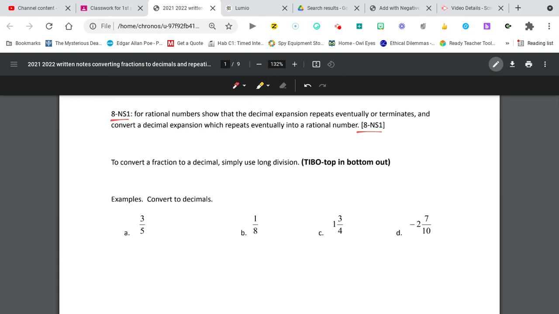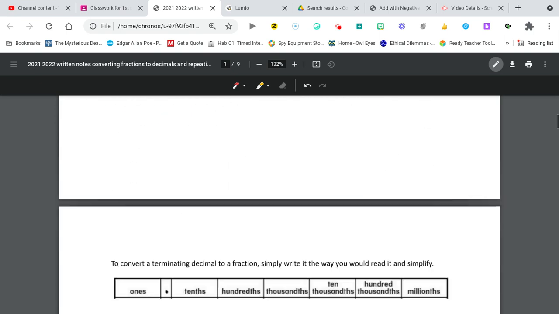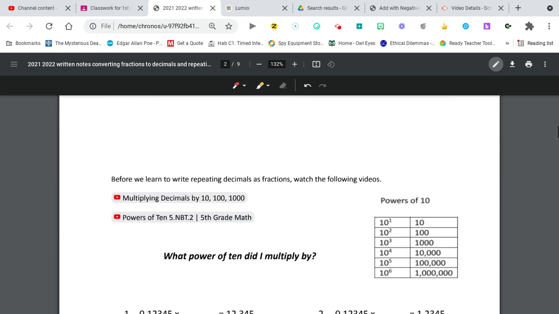But what we want to do today is make sure we convert a decimal expansion that repeats. In other words, we want to take a decimal that repeats and convert it into a rational number. In other words, we're going to convert it into a fraction, okay? So we've done that.